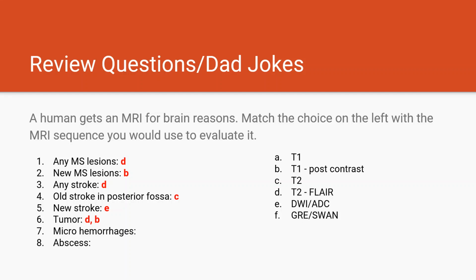Okay, next one. You're looking for microhemorrhages? Good. This is F, which is GRE or SWAN, and these are the two scans that we use to look for blood. So they're perfect for things like microhemorrhages.